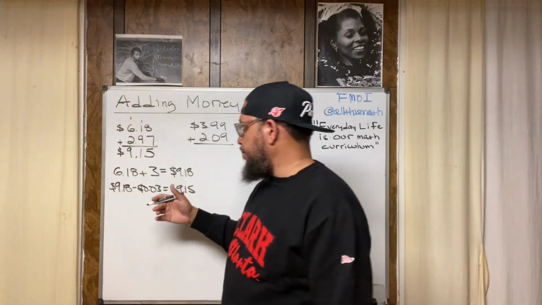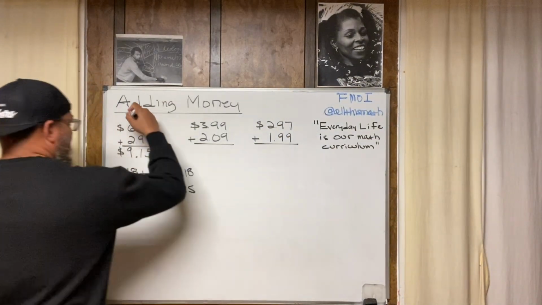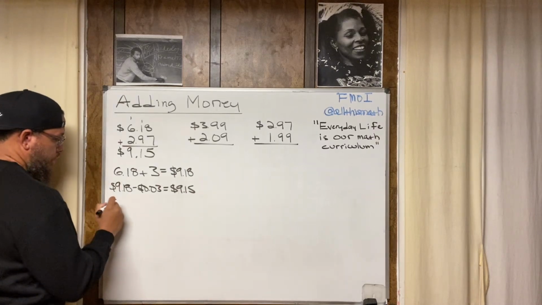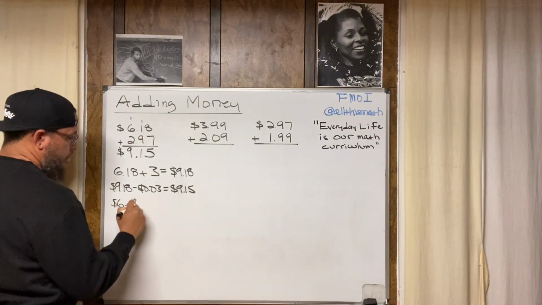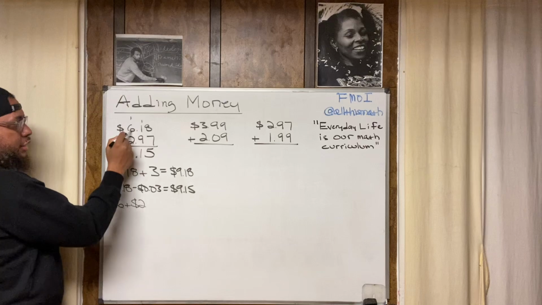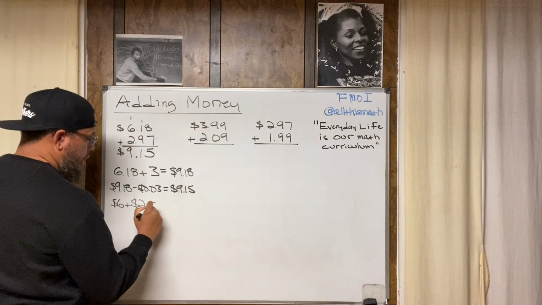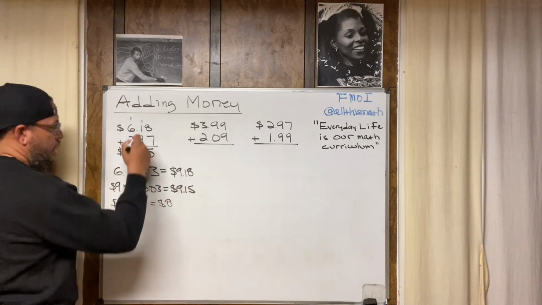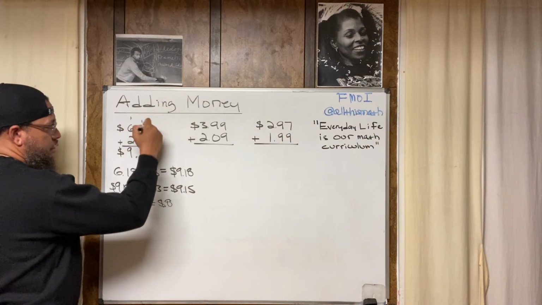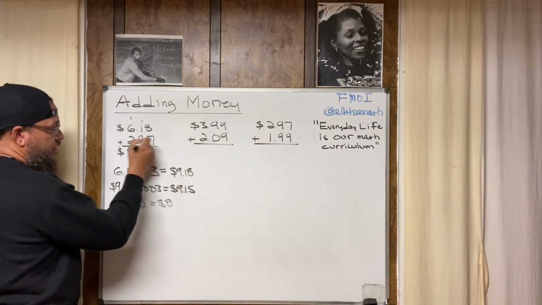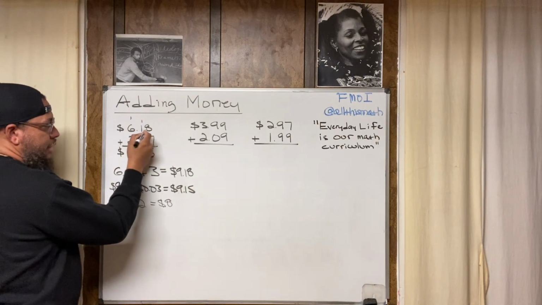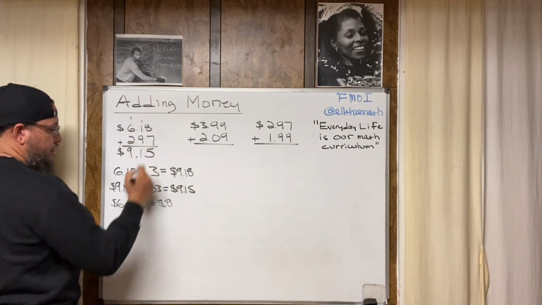So it's another way to do this. All right. We can add up by place value, right? We could do this: $6 plus $2. Where'd that come from? The $6 from 618 and the $2 from 297. That's going to give me $8, right? And then I'm going to add the tens. I got 10 cents from 18 cents, and 90 cents from 97 cents.